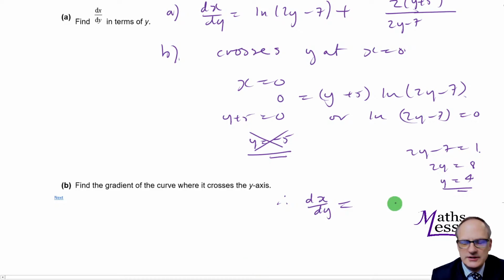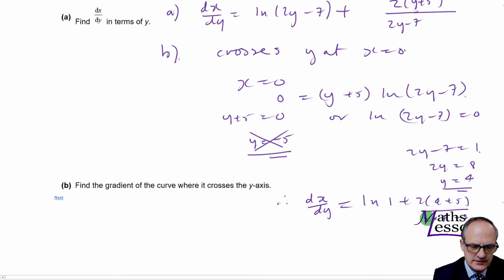dx by dy is equal to the natural log of, put 4 into this, 2 times 4 is 8, minus 7 is 1, which we know is going to be 0, plus put the 4 into here, and we get 2 times 4 plus 5 over 2 times 4 minus 7, so that's going to be 1, that's going to be 9, 2 times 9 is 18, divided by 1, plus 0 will give us 18.